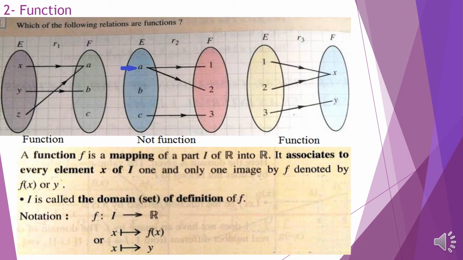It associates to every element X of I one and only one image by F, denoted by F of X or Y. What do we call I? I is called the domain set or the domain of definition of F. اللي هي relation F. Notation: the relation F هي from I into R.